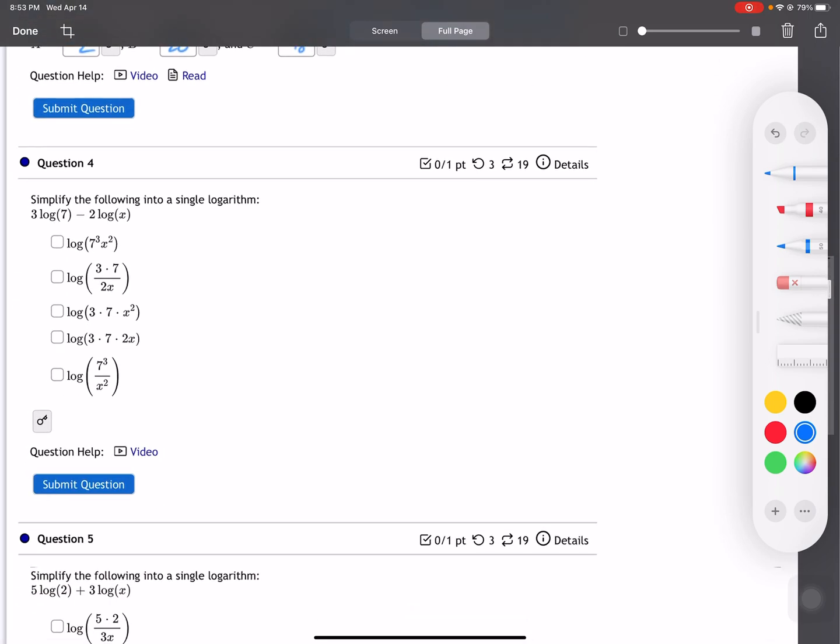Okay, next one, simplify the following into a single logarithm. Again, if we're subtracting, we're dividing, and what happens to these coefficients in the front? Where do they really belong? They belong in exponents, right? So if we rewrite this as 3 log of 7 minus 2 log of x, the 3 goes up and the 2 goes up, log 7 cubed minus log x squared, and if we're subtracting, we're really dividing, log 7 cubed over x squared. To write that as one log.